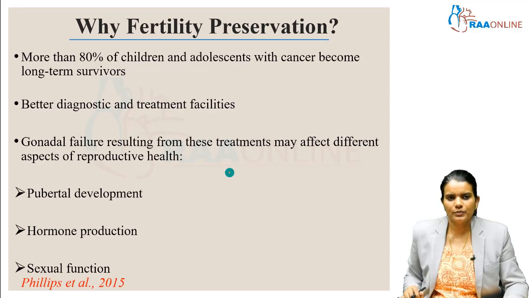Why fertility preservation? More than 80% of the children and adolescents with cancer become long-term survivors, and it is better than diagnostic and treatment facilities. Gonadal failure resulting from these treatments may affect different aspects of reproductive health, pubertal development, hormone production, and sexual function.